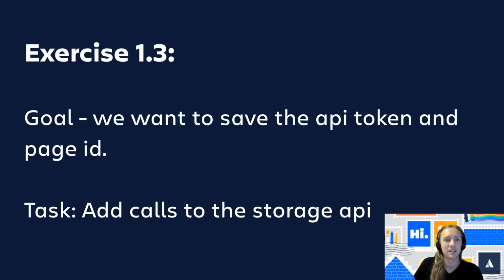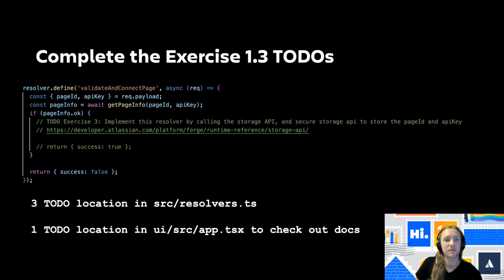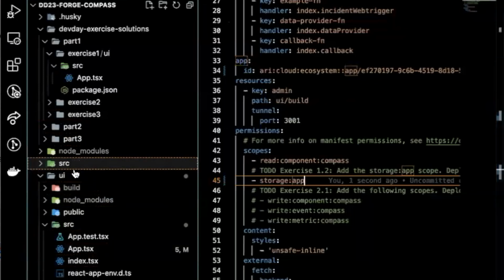So let's do that. We have these really tempting fields here for page ID and API token, and we want to save these. So we're going to add calls to the storage API to save this information. So find the exercise 1.3 to-dos. There's 3 to-do locations in the source resolvers file. If we go take a look at that.